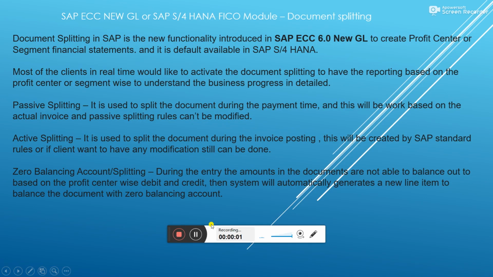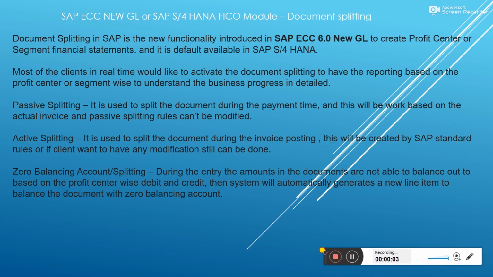Hi, today we see what is document splitting, from when it has started being used in SAP in the FICO module. Basically, document splitting is one of the features behind the new GL concepts. New GL was introduced in SAP ECC 6.0 onwards. Basically, these new GL concepts are used for parallel ledgers reporting purposes and profit center or segmental reporting.